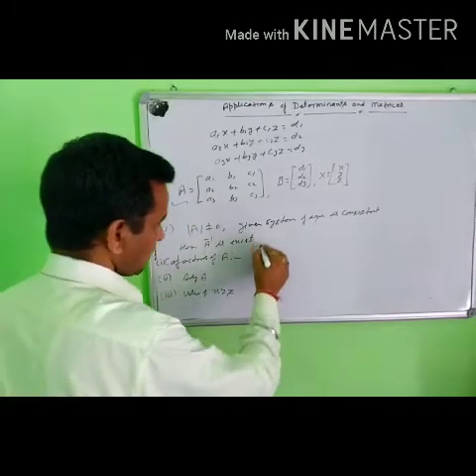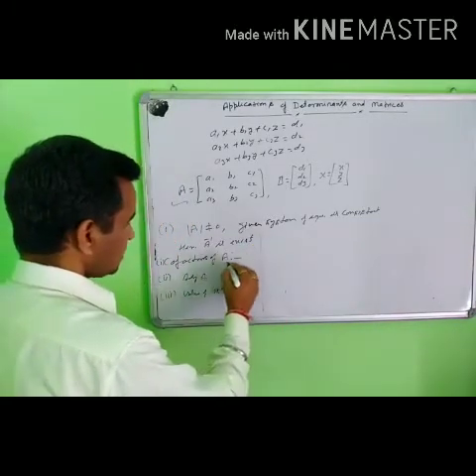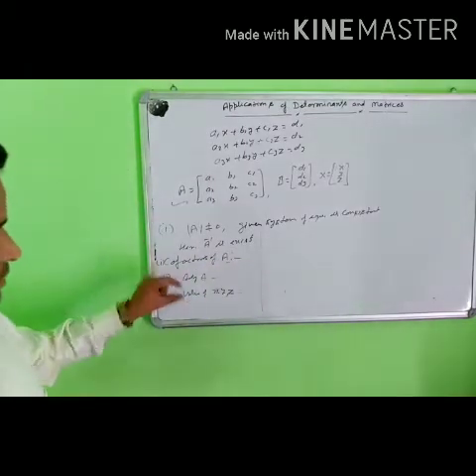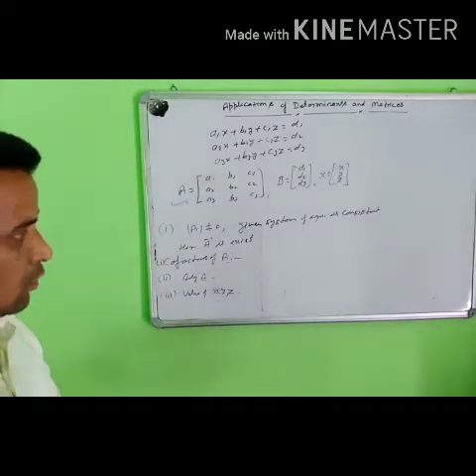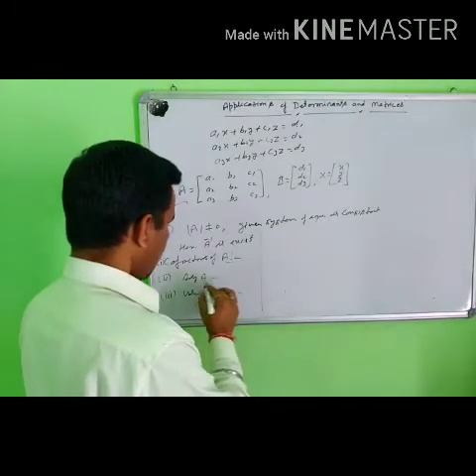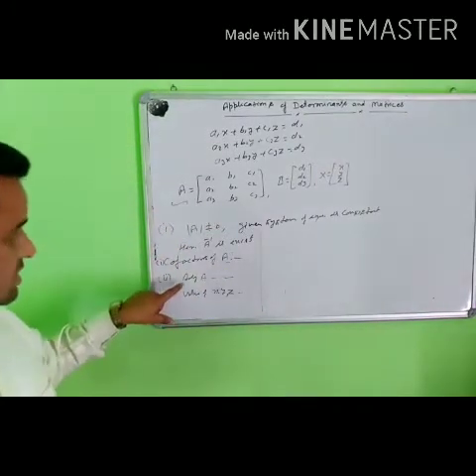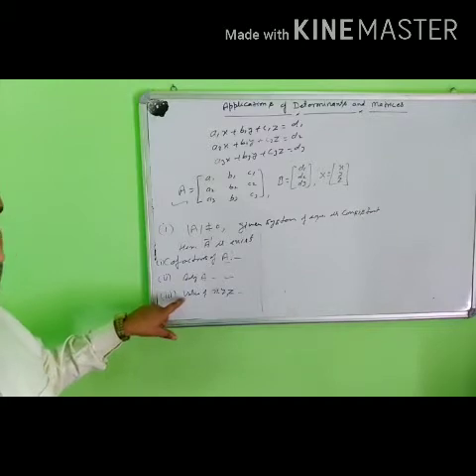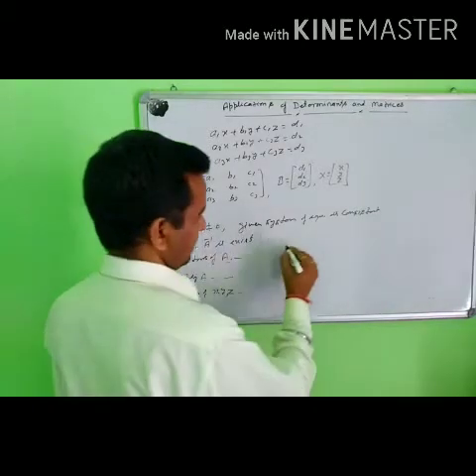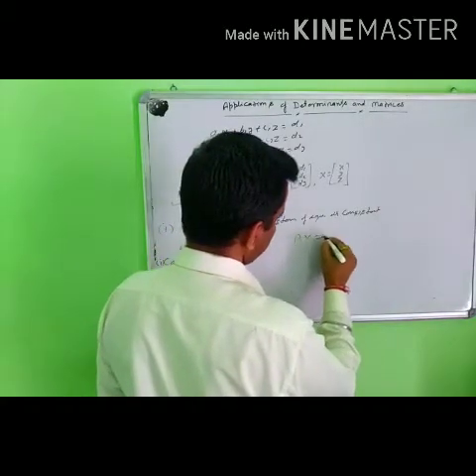So now, how to start this process and how to find the values of x, y, z? After completing the second step, how do we start the third step? Now look here: AX equals B.